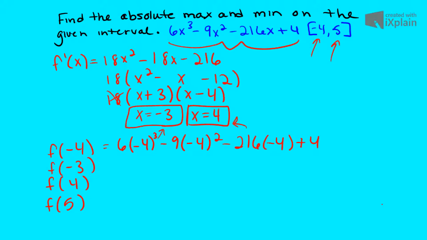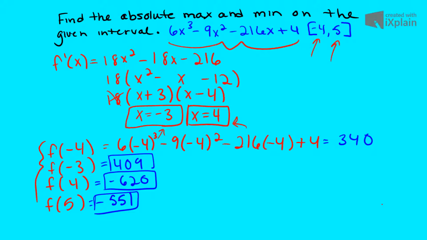So we're just going to do that for each of these values, and what we end up getting, for instance, for f of -4 we get 340. For f of -3 we get 409. For f of 4 we get -620. And for f of 5 we get -551.